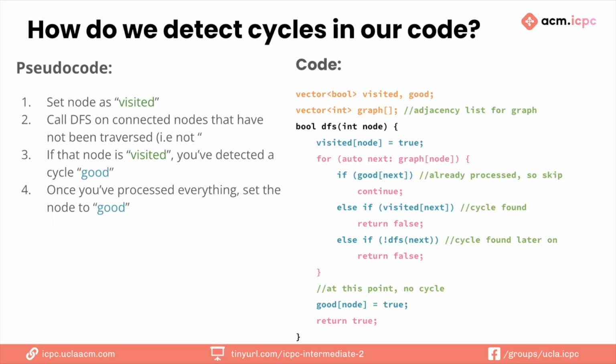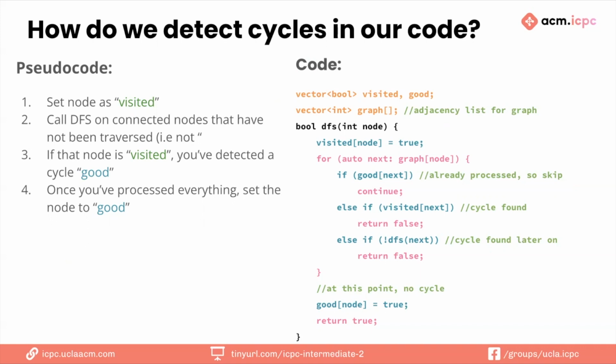If it's already been visited, you found your cycle, and in this case, we return false. And if you run DFS on any future nodes and there's a cycle in that one, you found a cycle, you can return false in this one as well. And after we've run all this, if we've never found a cycle, we can set the good of this node to be true, and you can return true, knowing that from this node and anything you could access through this node, there was no cycle.